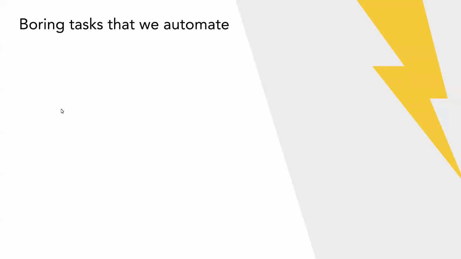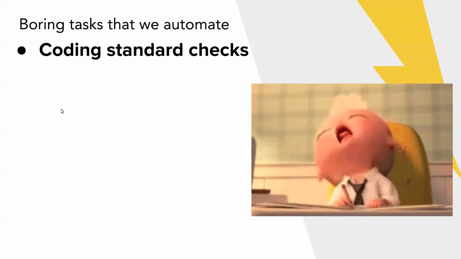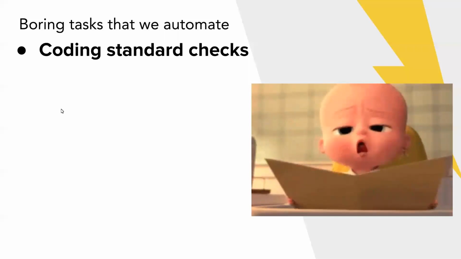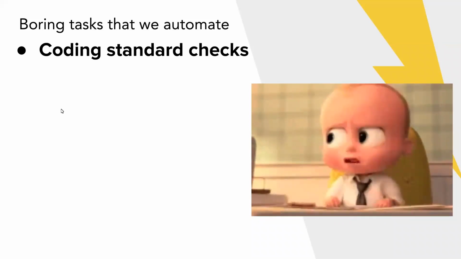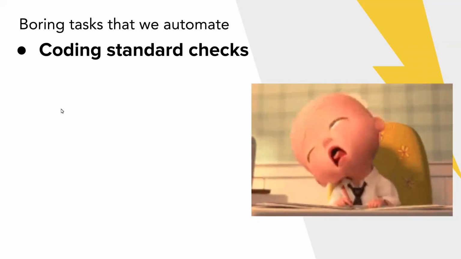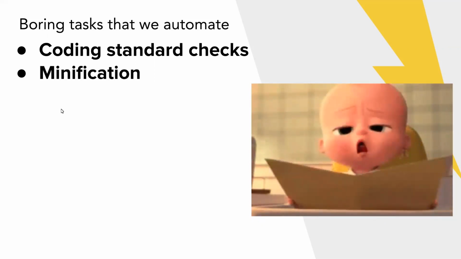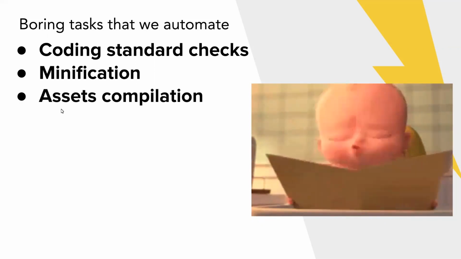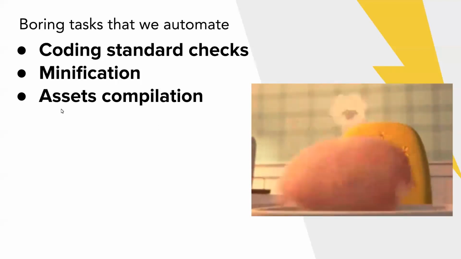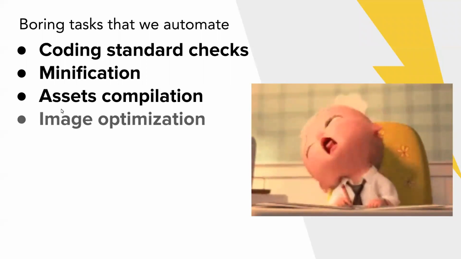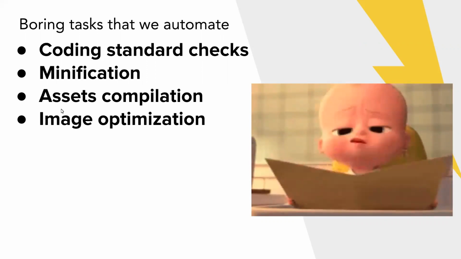So what are the boring tasks that we want to automate? So usually if we do use coding standards, we could automate the coding standards check or code sniffs. So we won't need to manually check each line of code. The code checks will let us know which line did not pass the coding standards. Also minification and asset compilation, we could be able to like automate it rather than like manually doing every time you deploy your site, as well as image optimization. Rather than doing it manually every time, you could automate that task.